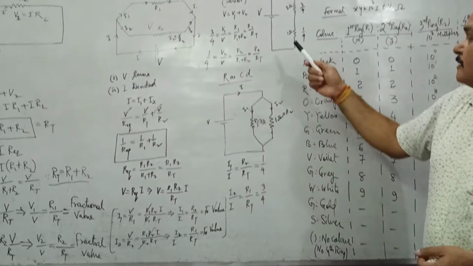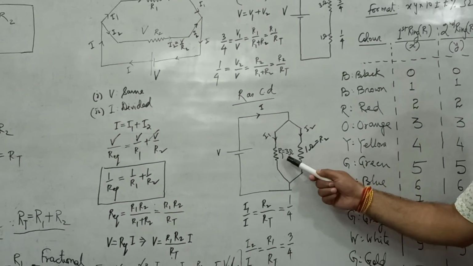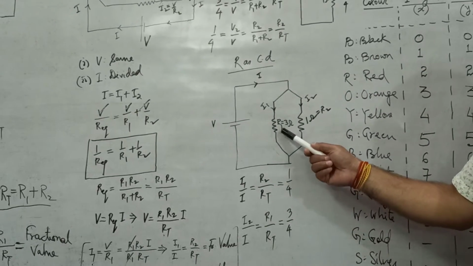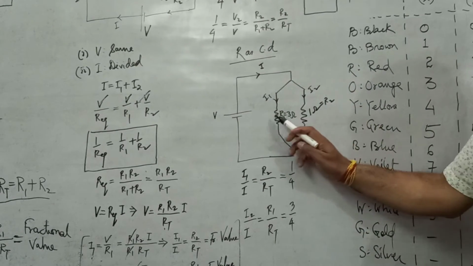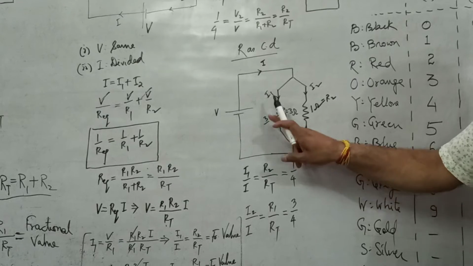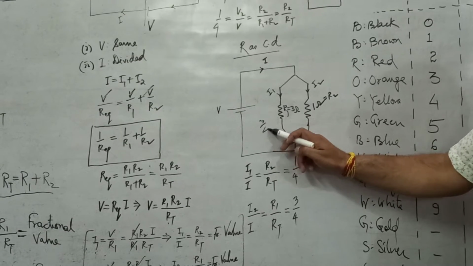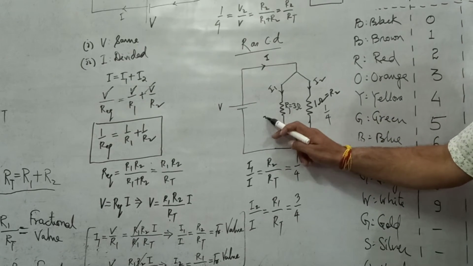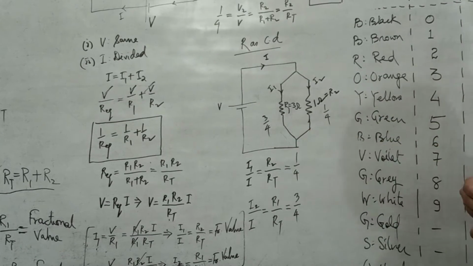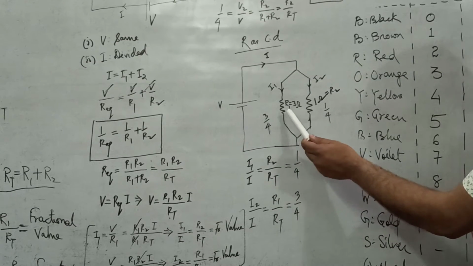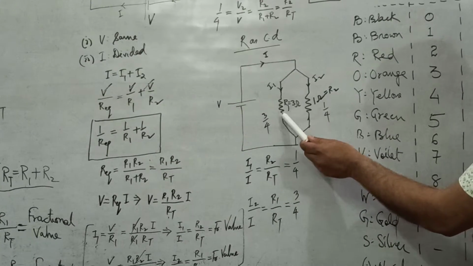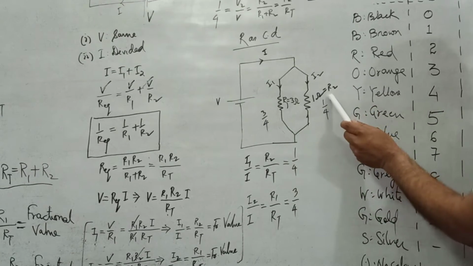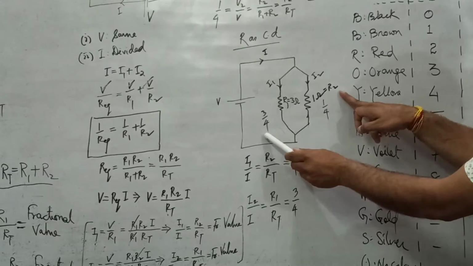Like, these are two resistances connected in parallel. This is 3 ohm, this is 1 ohm. What is their sum total? 4. What is the fractional value? Its fractional value is 3 upon 4. And what is the fractional value of this resistance? 1 by 4. Now see. So the fractional value of current here is not equal to 3 by 4, it is equal to 1 by 4. And the fractional value of current through resistance R2 is equal to the fractional value of this resistance.